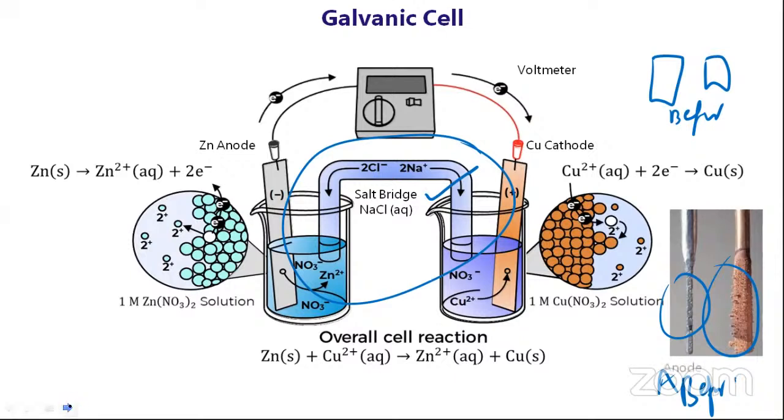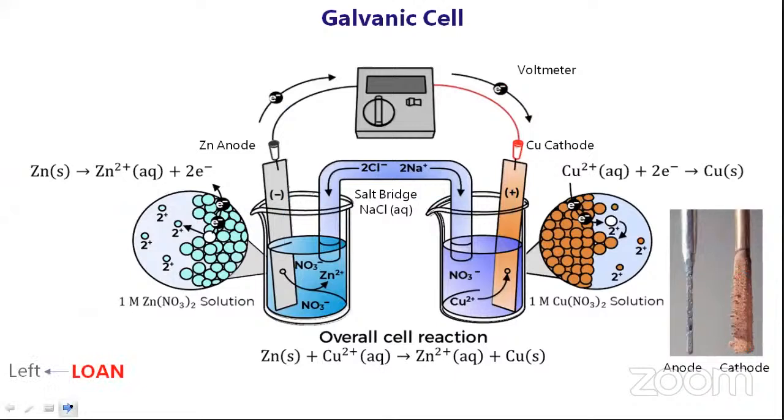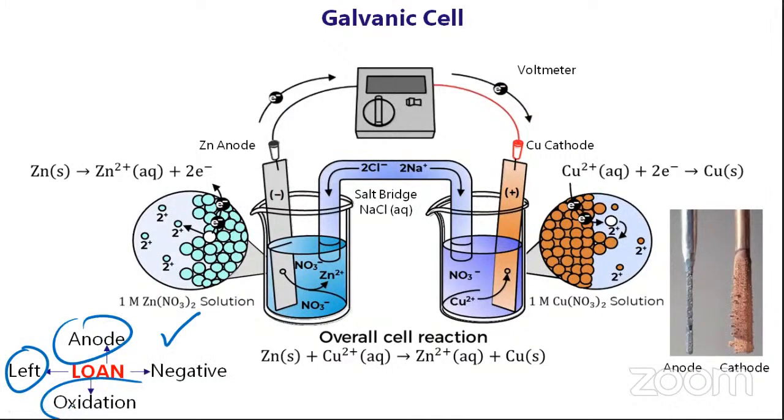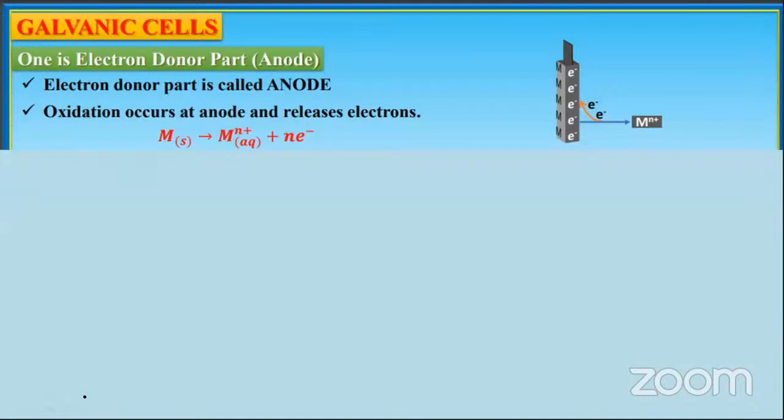Now you can see here the net cell reaction. It is very easy. Left side: anode, oxidation, and negative charge. That you people need to remember.